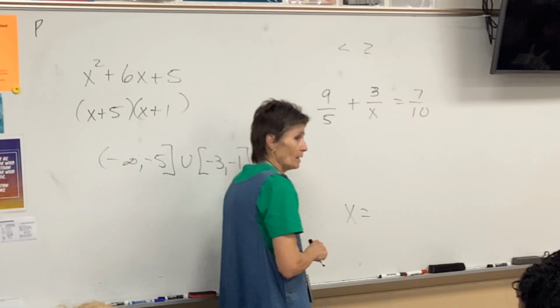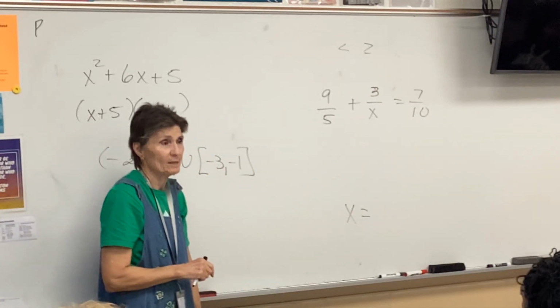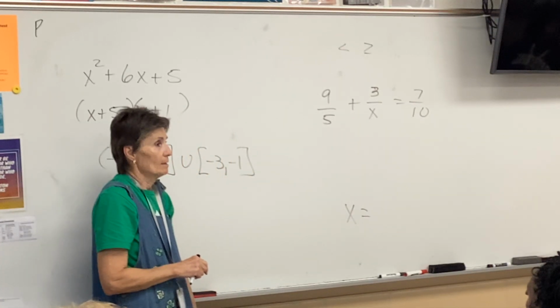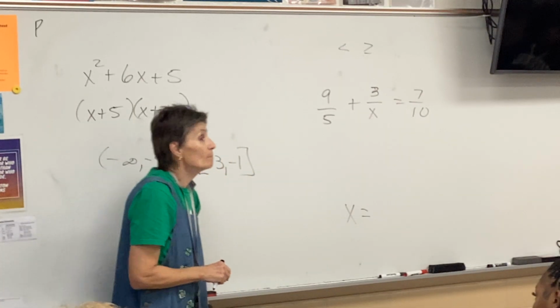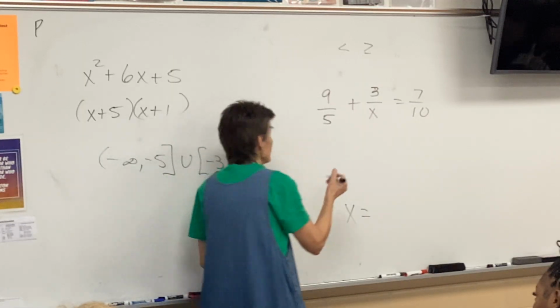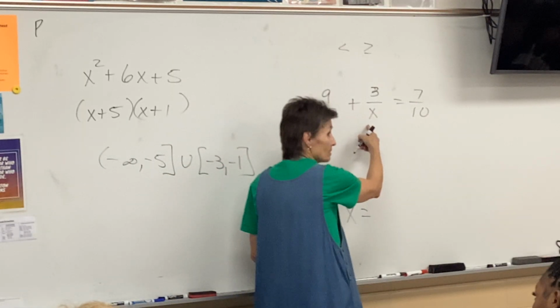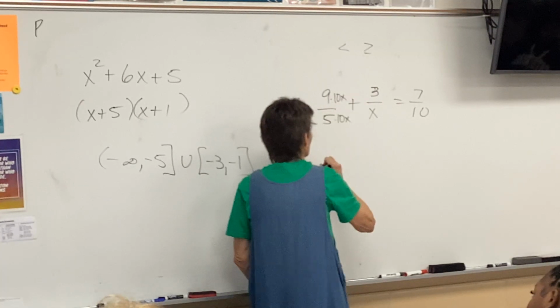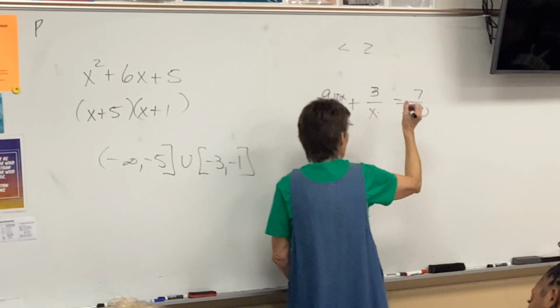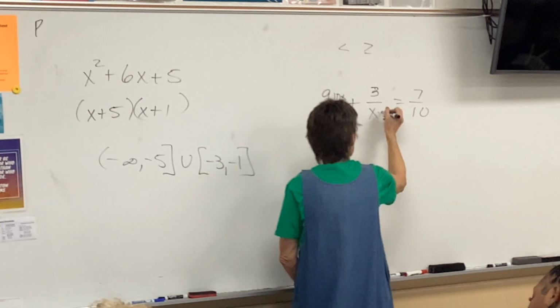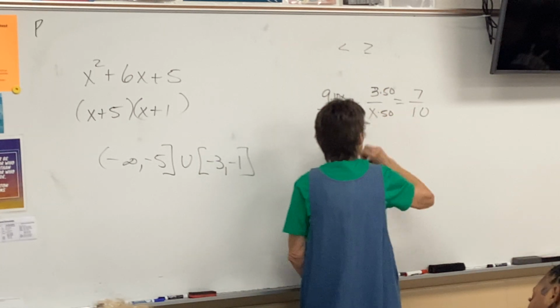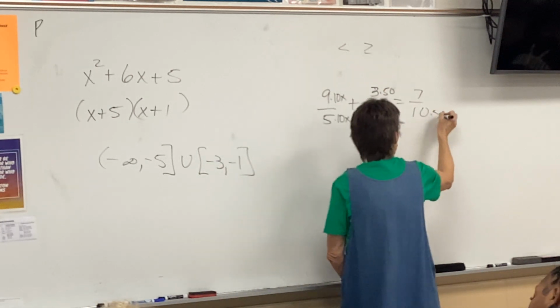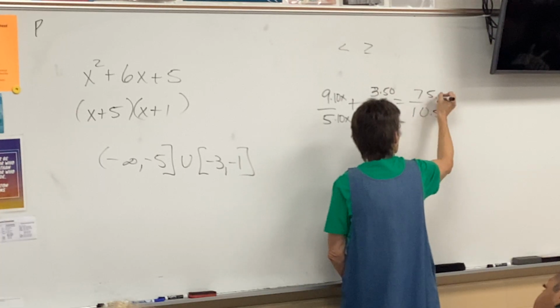What do you want to make all the denominators be? You can make them whatever you want. 50. 50? That'll work. So this one needs a 10 and an x. This one needs a 5 and a 10, which is your 50. This one needs a 5 and an x.